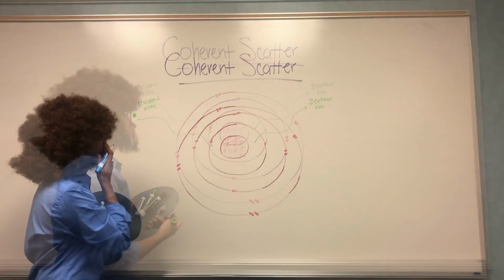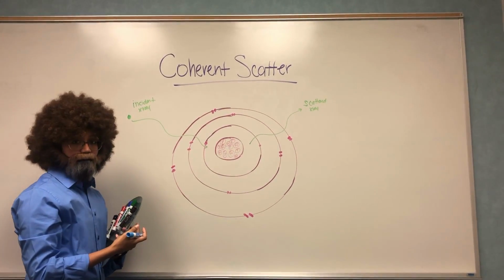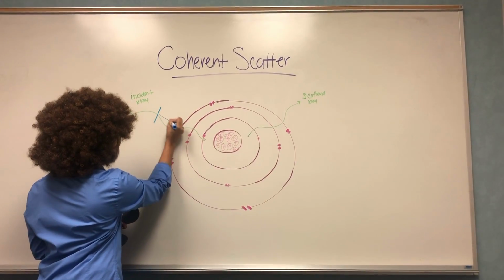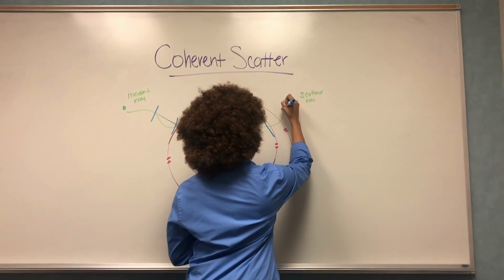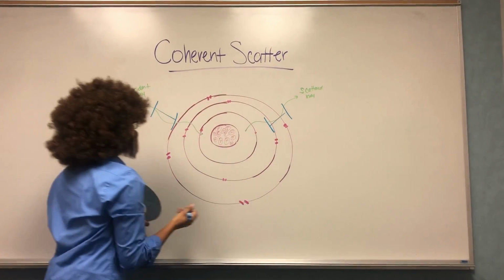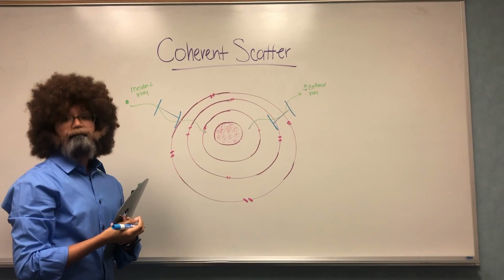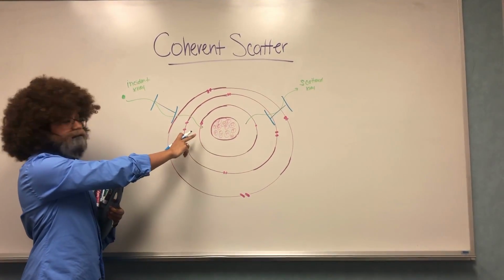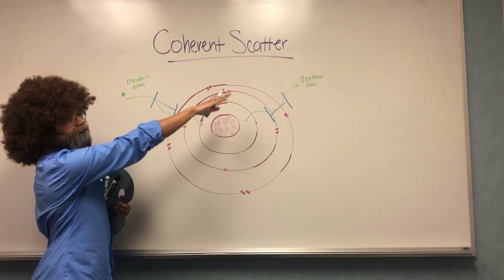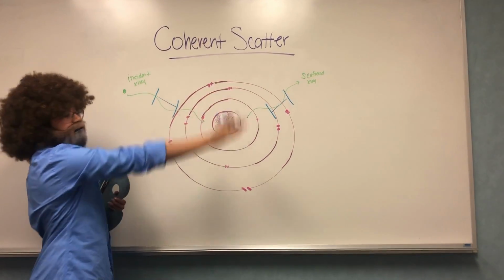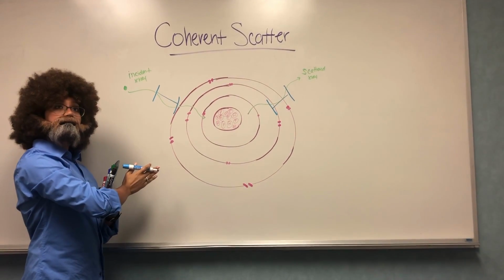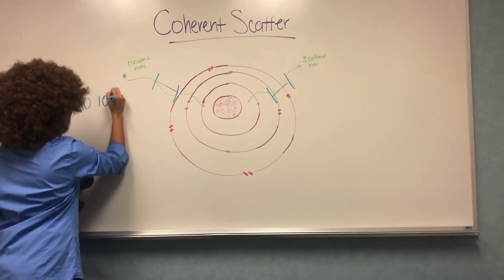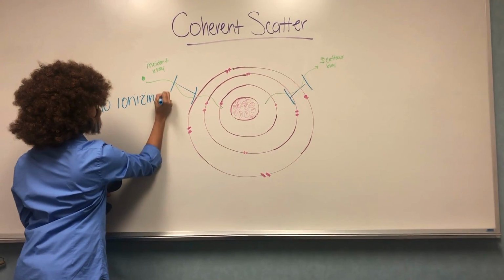My scattered X-ray. Okay. So with my incident X-ray and my scattered X-ray, they have the same wavelength. There's that one. There's that one. So since they have the same wavelength, that makes them having the same energy. But remember that my incident X-ray changes direction from my scattered X-ray. So with coherent or classical or Thomson, we have no ionizing radiation.